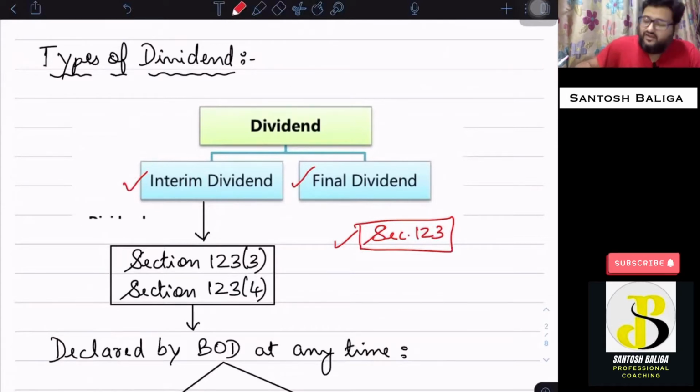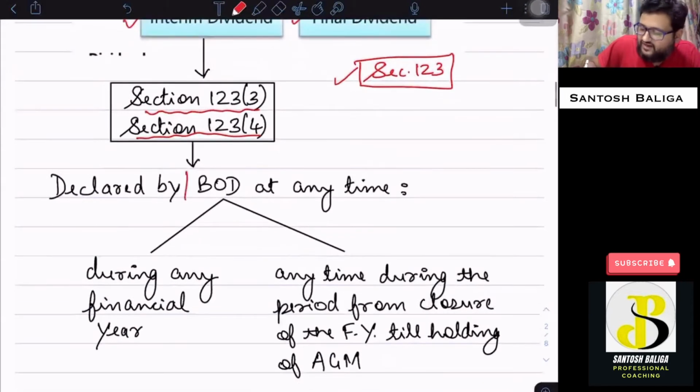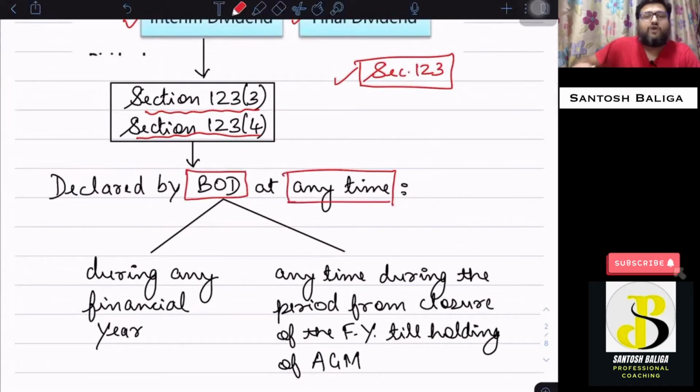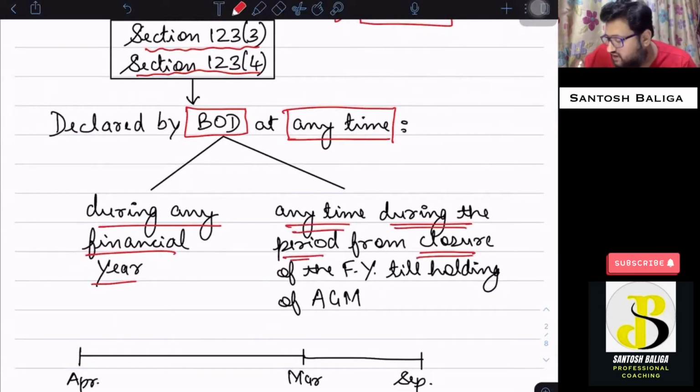Interim dividend is covered under section 123 subsection 3 and section 123 subsection 4. Interim dividend is a dividend which is declared by the board of directors of the company at any time. At any time. Now, what do you mean by any time? Any time means during the financial year, or any time during the period from the closure of the financial year till the holding of the AGM.